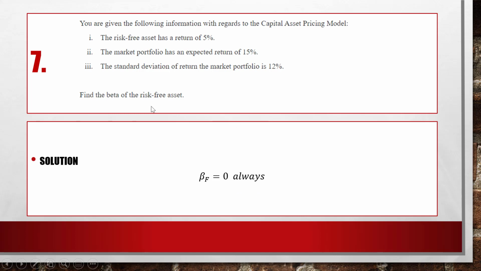I repeat, the risk-free asset should have beta 0 because beta measures the level of risk of an asset. So for the risk-free rate, there's no risk, there's no beta. That's it. Problem number 8.